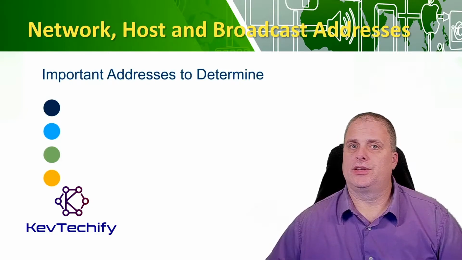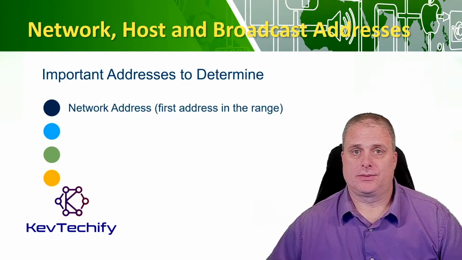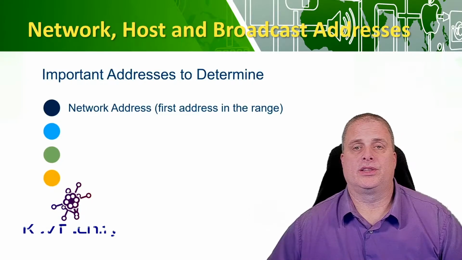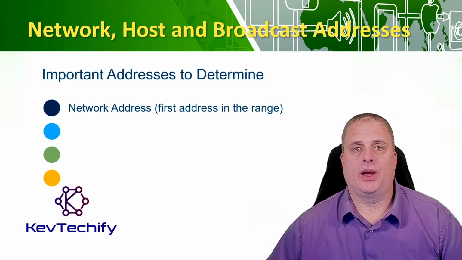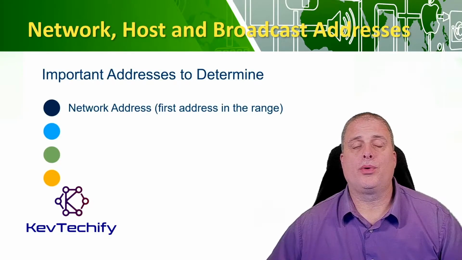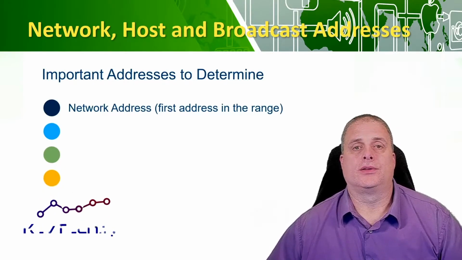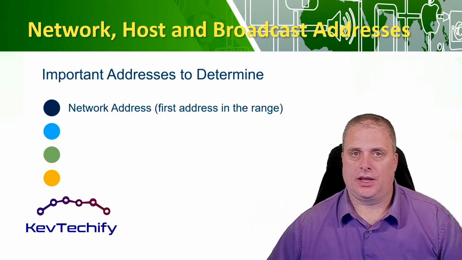Some addresses in this range are reserved and have a special name and meaning. For example, the first address in this range is used to identify the network itself and cannot be assigned to any host. It is referred to as the network address. The last of the addresses is called the broadcast address and is used to send a message to all devices on the network at once. It also cannot be assigned to any host.